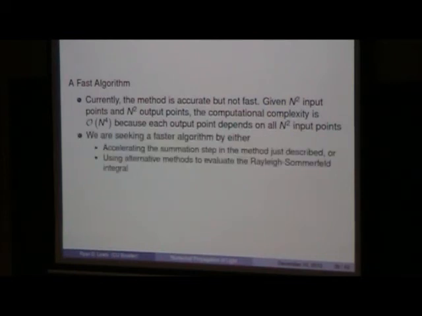So we're looking for a faster algorithm by either accelerating this summation or looking for a different way to discretize the Rayleigh-Sommerfeld integral. Now that we have one way of doing it, we think that there's probably other ways to do it. And so we're looking at alternative methods of also solving this problem.